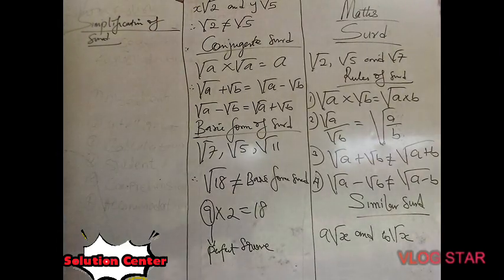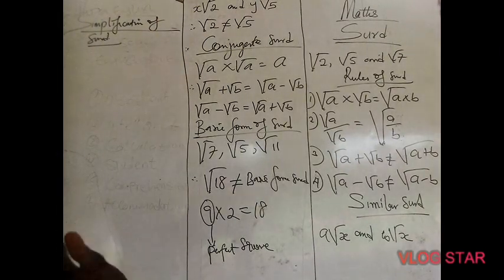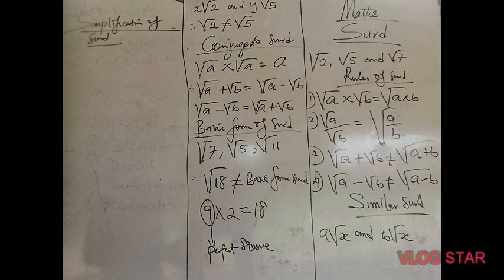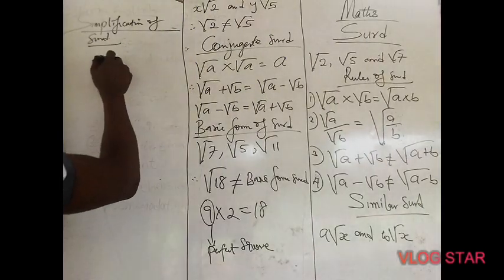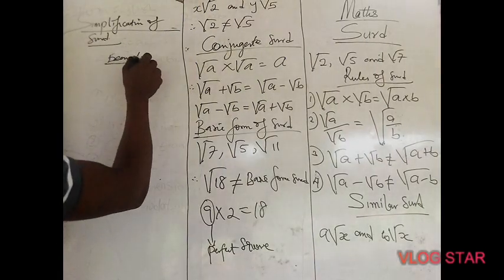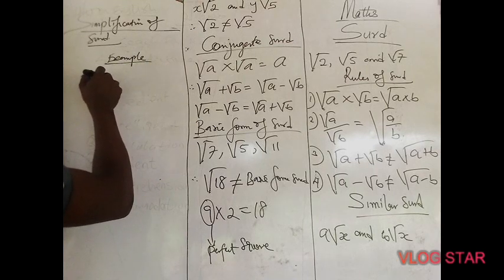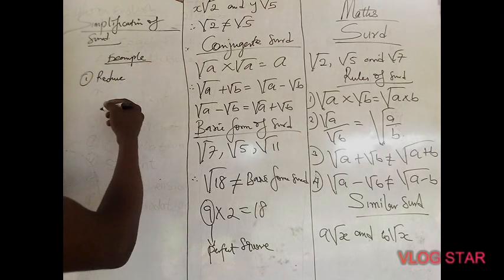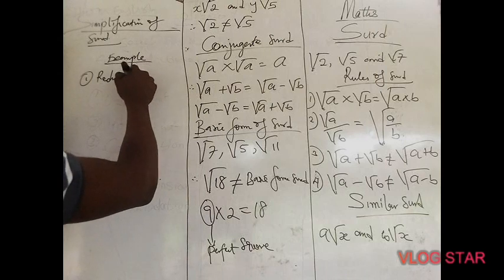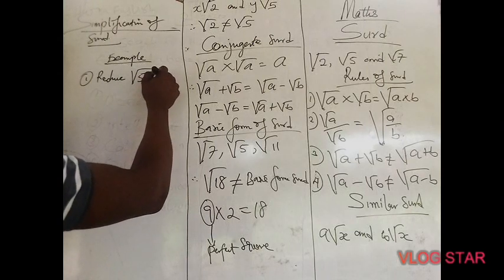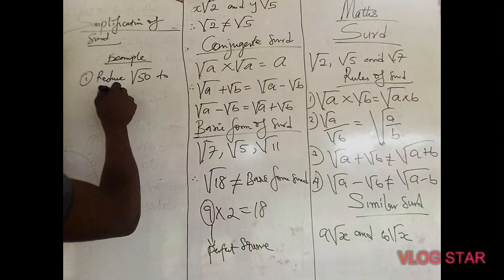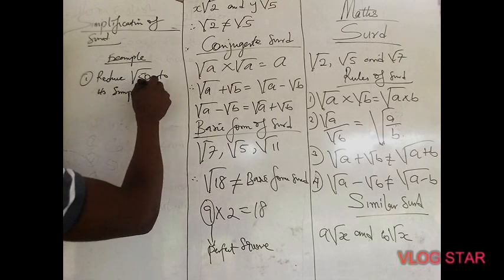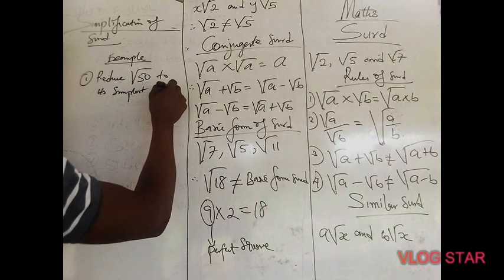Simplification of surds simply means breaking down a surd to its simplest form, or expressing a surd as a single surd. Now let's go down with this particular example under simplification of surds. Example 1, which says: reduce root 50 to its simplest form.